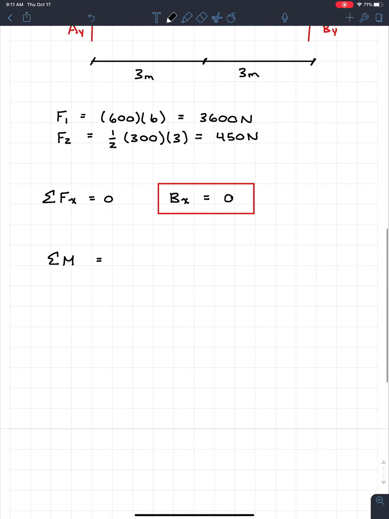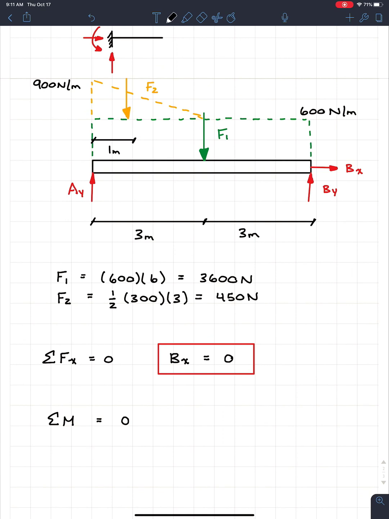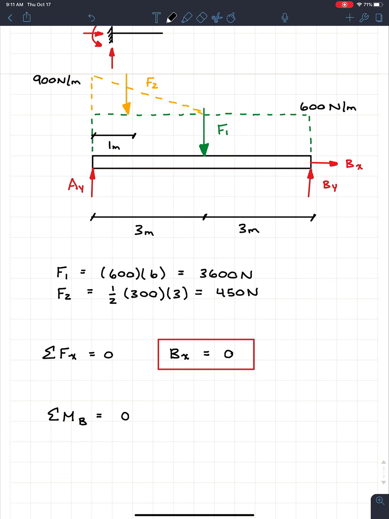So when you're dealing with sum of the moments, and you want to get rid of as many forces as possible, and you have a pin. So the trick is you have a pin. Always take the sum of the moments about that pin. So remember, we had a pin at B. So if I were to take sum of the moments at B right now, we see that both bx and by don't create a moment because they intercept that pin. So our only unknown in this equation is going to be ay.